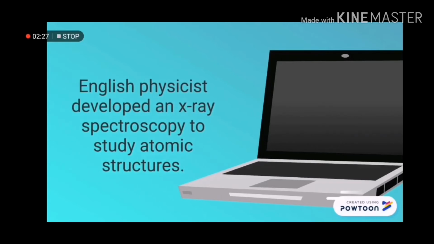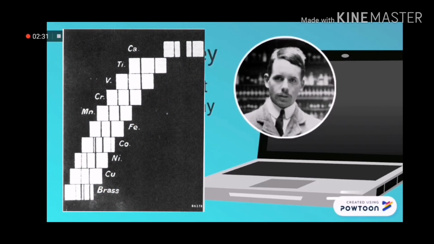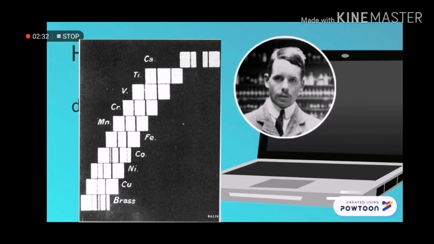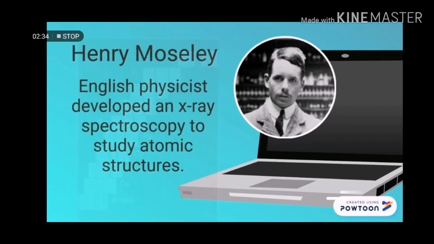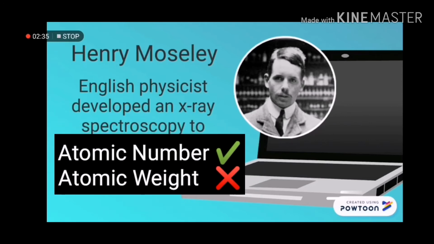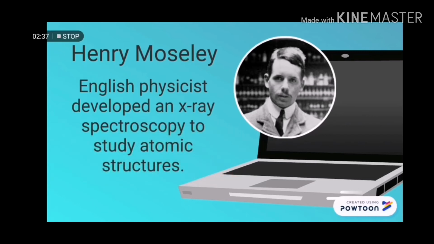In 1914, an English physicist named Henry Moseley developed X-ray spectroscopy to study atomic structures. He measured the wavelengths of multiple elements using the X-ray. His results showed that the ordering of the wavelengths and the ordering of the elements by atomic number corresponded. He realized that the elements varied by atomic number and not by atomic weight, which Mendeleev had hypothesized.